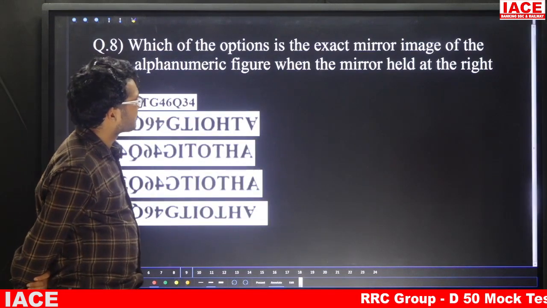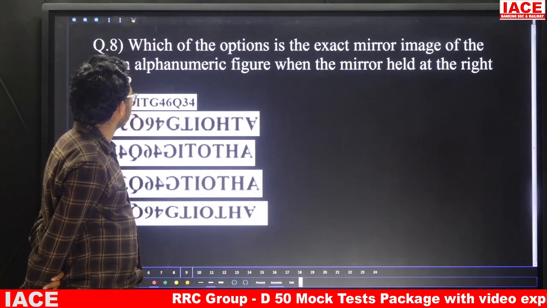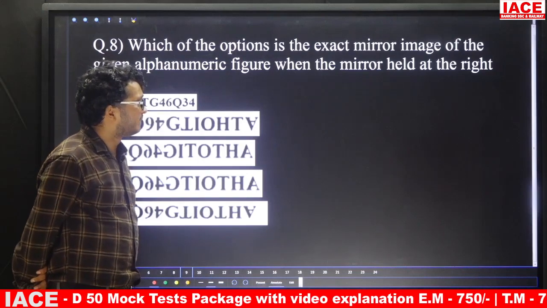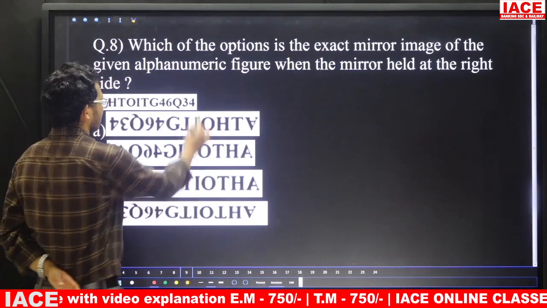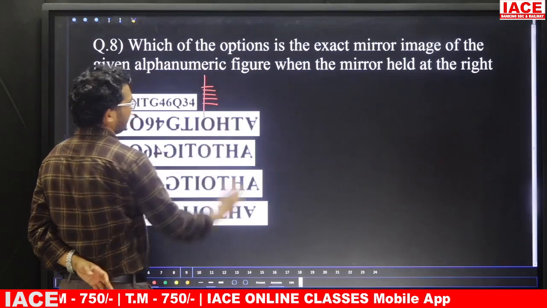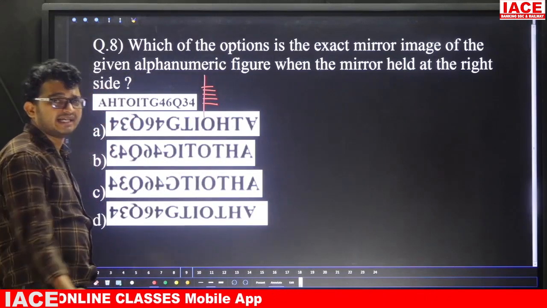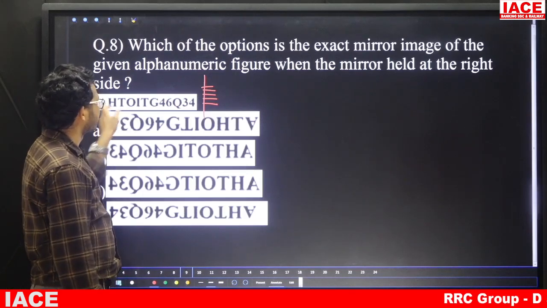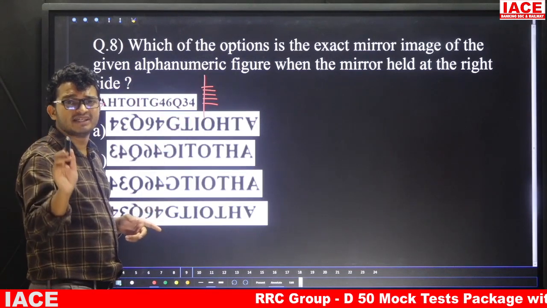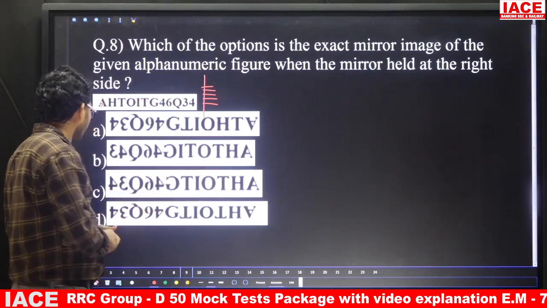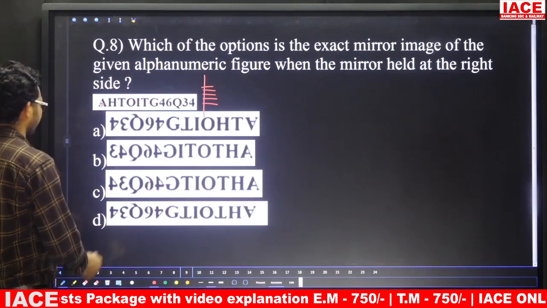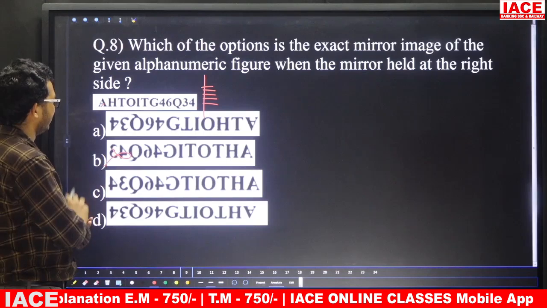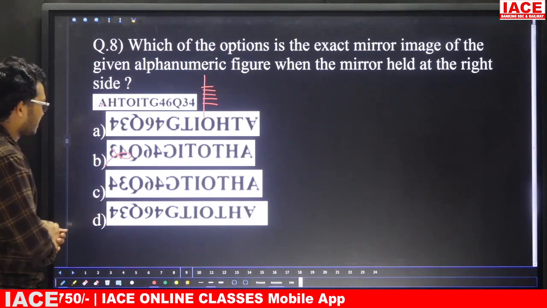Question number 8. Which of the following options is the exact mirror image of the given alphanumeric figure when the mirror is held at the right side? Now, the mirror is kept at the right side. So, which of the following is the correct mirror image? Now, friends, if it is a normal image, the sequence is from A to 4. If it is a mirror image, the sequence is from 4 to A. So, 4 to A means now here they gave 3 starting, no chance, then eliminate. Next, go for other options.